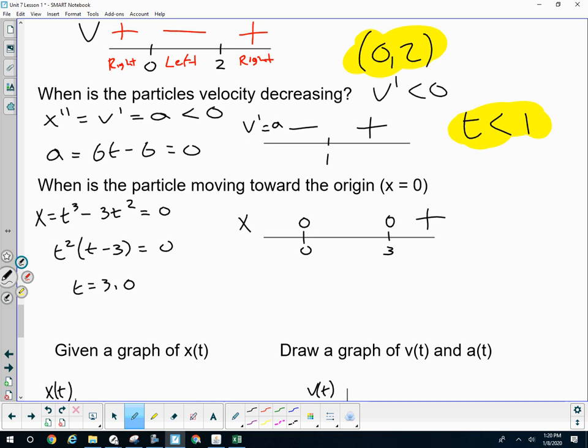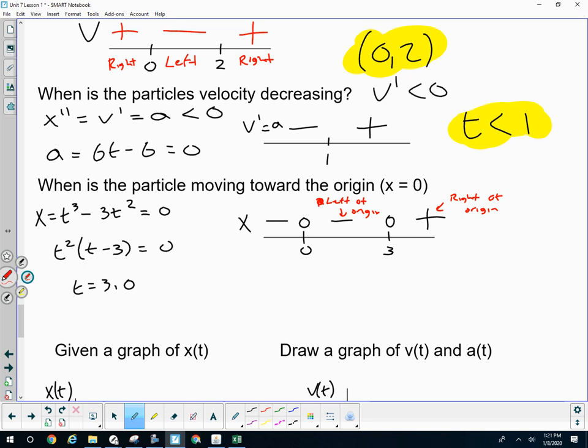My position is positive, then negative, then negative. It's important to understand what this means. This does not mean I'm moving to the right, moving to the left, moving to the left. This means my location is right of the origin. This negative means my location is left of the origin. Okay? So I got that.